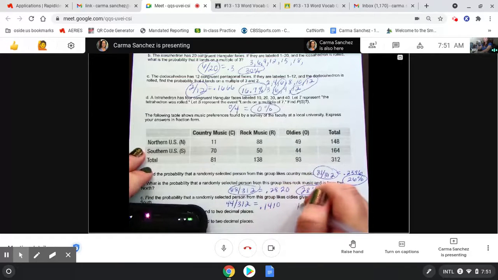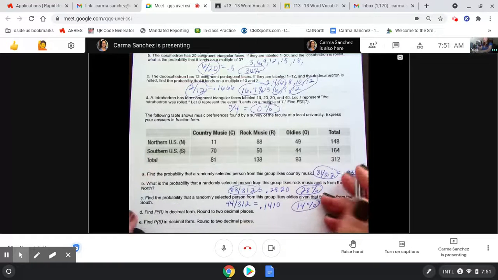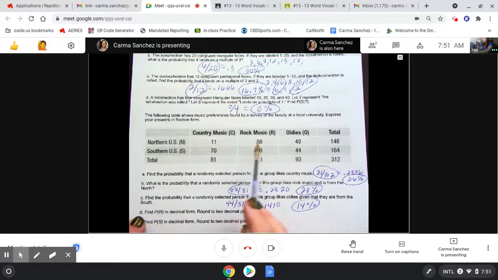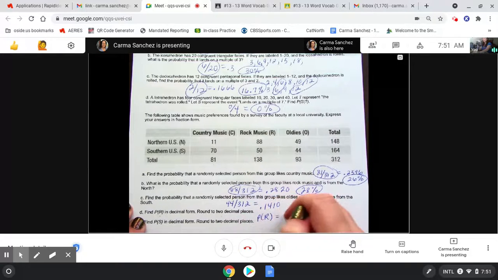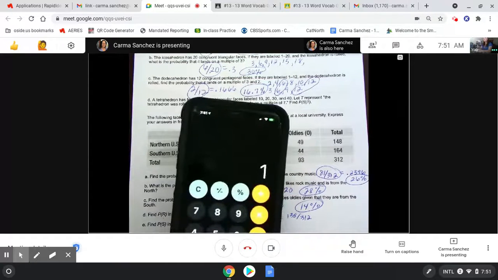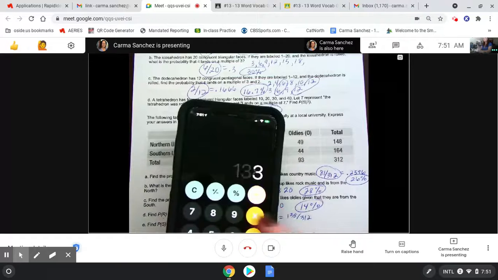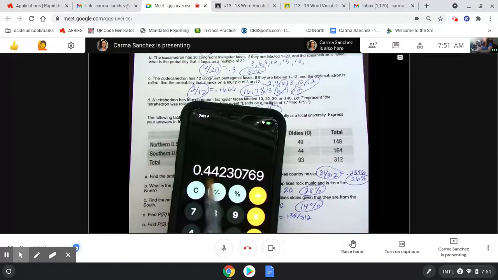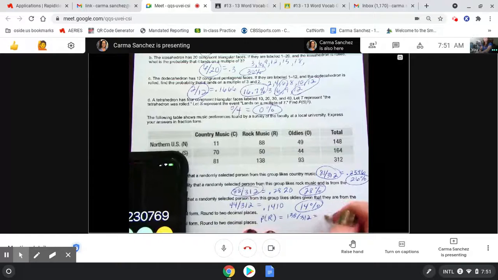.1410, we're going to approximate that to 14%. Find P of R in decimal form and round to two places. So P of R, that's the probability that someone likes rock music. So that's 138 people total out of the 312 that were surveyed, and they want the decimal form. And we're going to round to two decimal places, so 0.44. We could say that that's 44%, but they asked for it in decimal form.